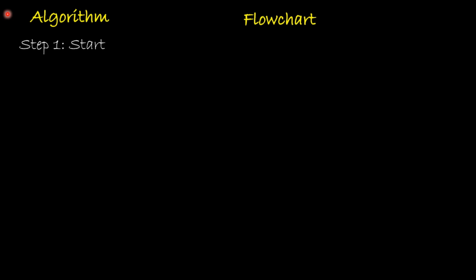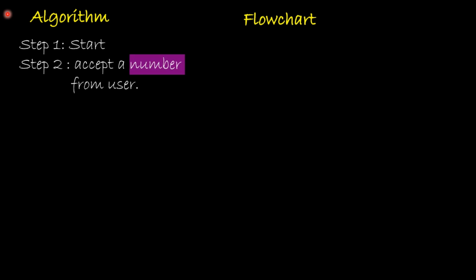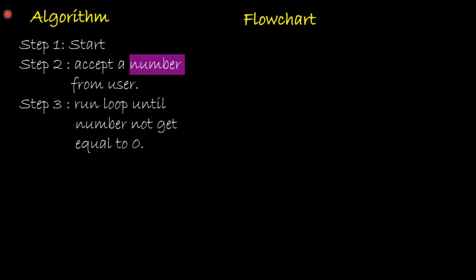Now let's start with the algorithm. The very first step of the algorithm is to start. After that, the second step is to accept a number from a user. To count the digits of the user entered number, it is a compulsory step to accept a number from a user. So for that we are going to use the for loop or the looping structure, and we will run that loop until the number is equal to 0. Until and unless the number is equal to 0, the loop will get executed.